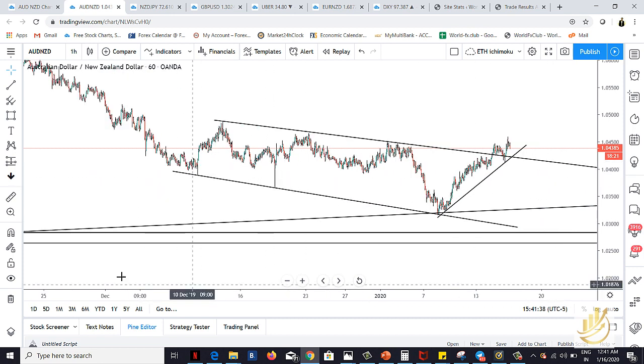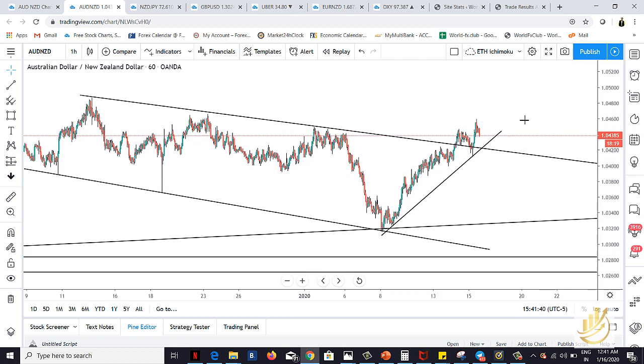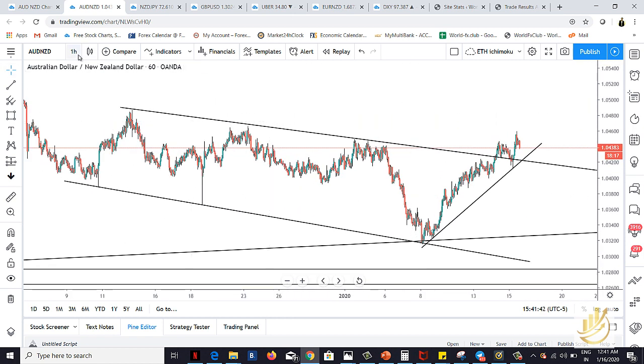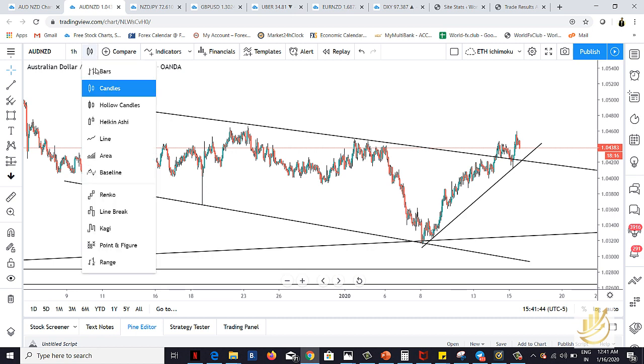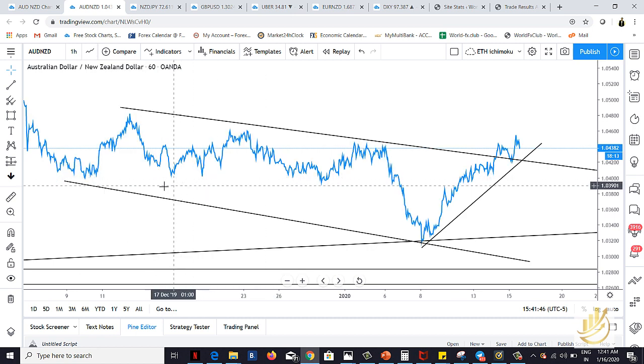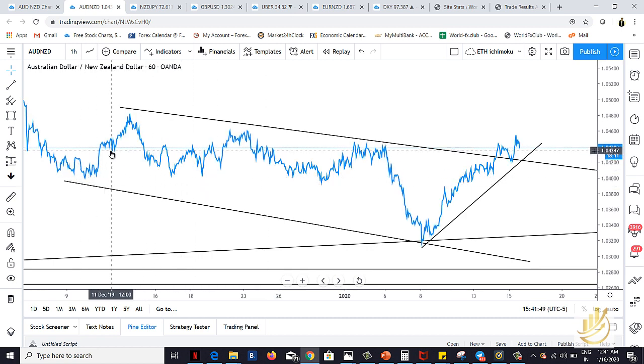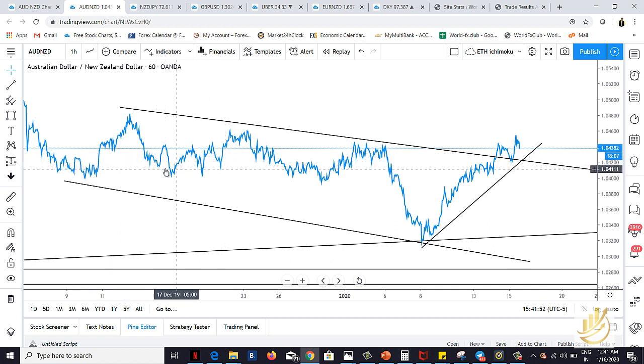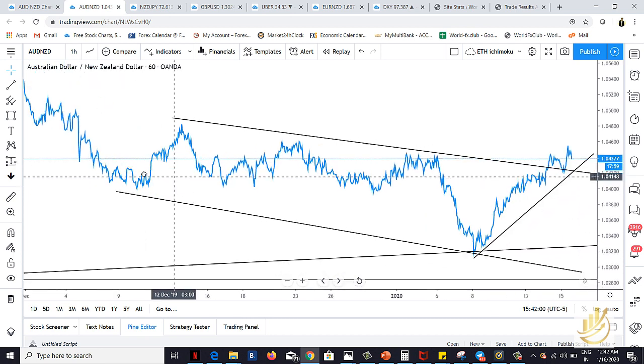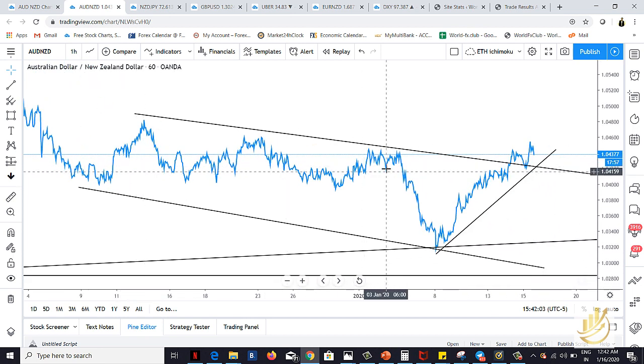So let's see, do we have any support area here? If you are unable to find any support area, you can try to convert this line into a line chart, and we see, okay, this might be a support area. Okay, this is one area. What else? I think no. So I think this is an area, but it doesn't have that much support.